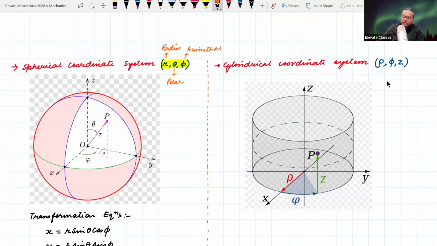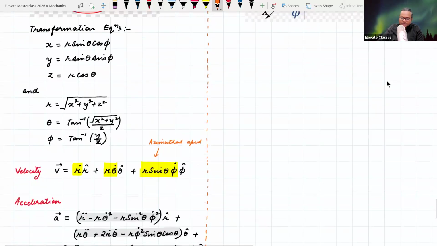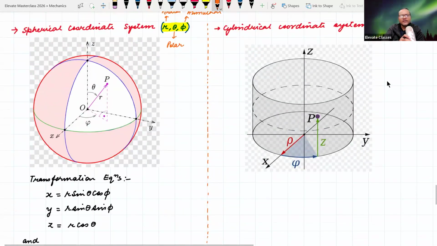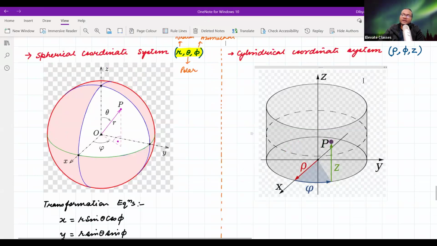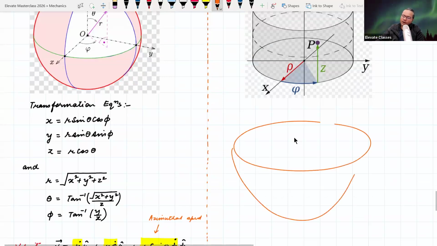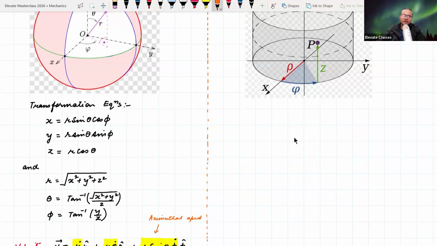Now let's come to the cylindrical coordinates. So where do we use spherical coordinates? We use spherical coordinates whenever there is some sort of spherical symmetry to a motion. For example, if some motion is happening on the surface of a sphere or a hemisphere. For example, if there is a bowl and on that bowl a bead is moving, clearly there is a spherical symmetry to it, and to study the motion of the bead rolling on a hemisphere of a bowl, it's better to use spherical coordinates.